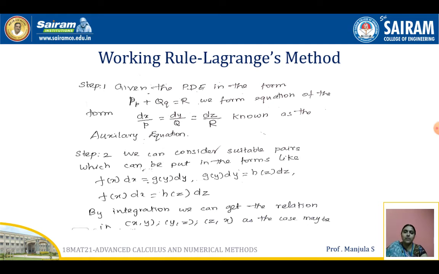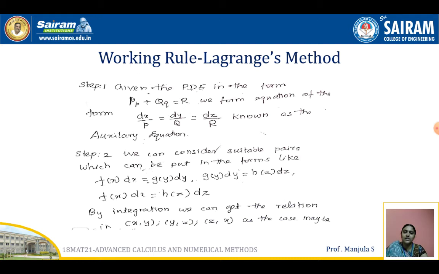Step 1: First, they will give the partial differential equation of the form Pp plus Qq equals R. This is the standard form of the partial differential equation. With the help of this equation, first we should write the auxiliary equation of the form dx by P equals dy by Q equals dz divided by R.